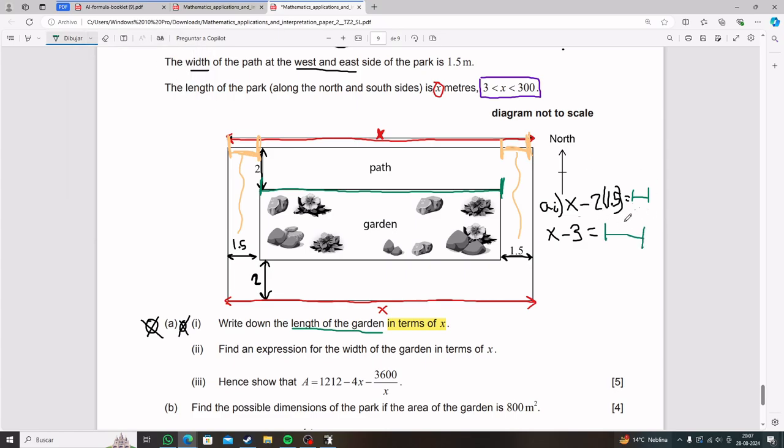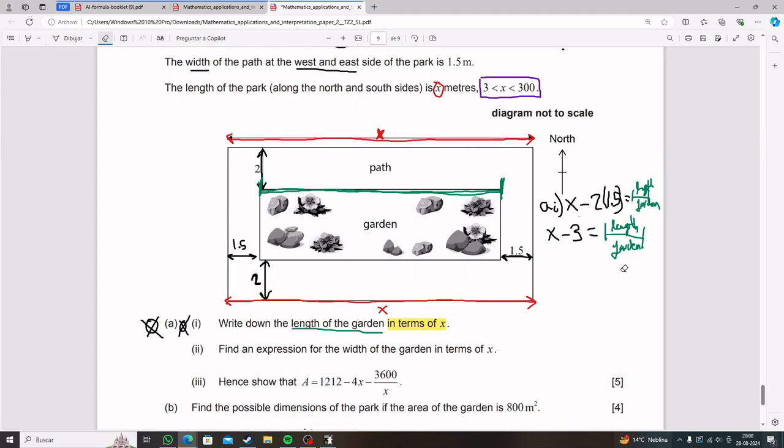So I'm putting the green line to replicate this green line. If you want to get more fancy, you can maybe write here length garden, just so that you don't forget. So the length of the garden has to be x minus 3. It's a very visual solution in this case, and that is why I suggest that all the information they give you, you actually put it into your diagram. It makes it a lot easier to see the procedure you have to follow.